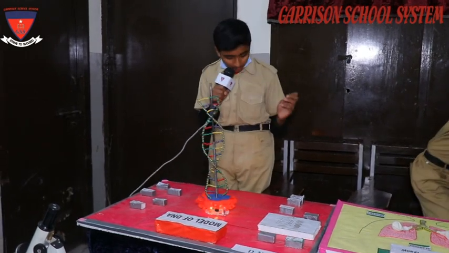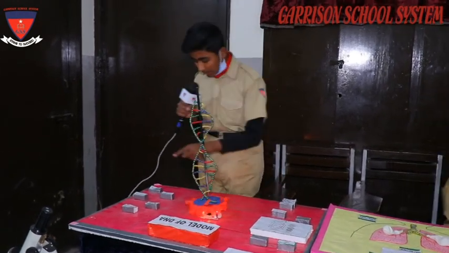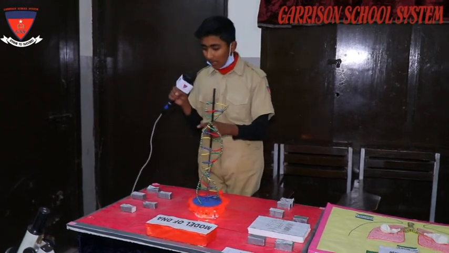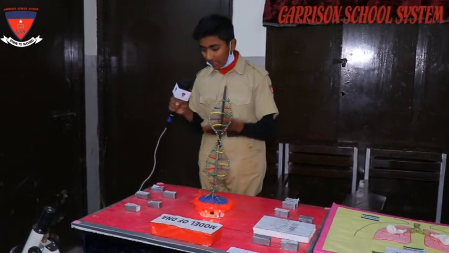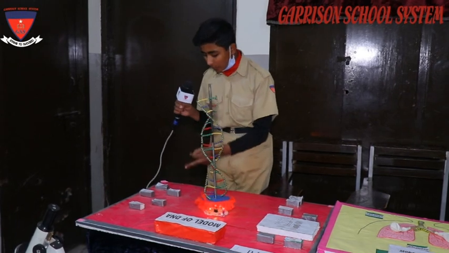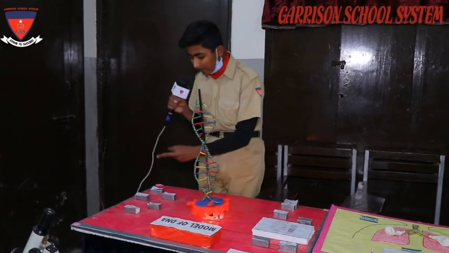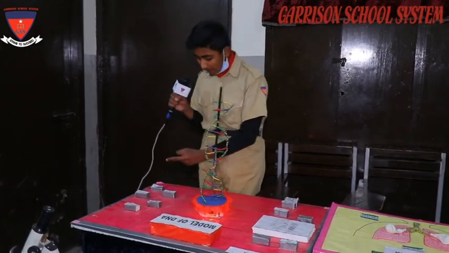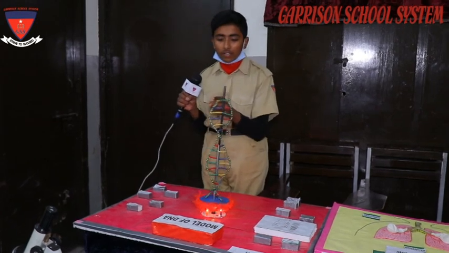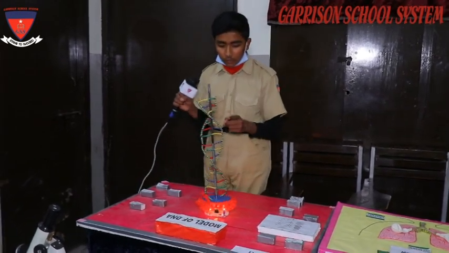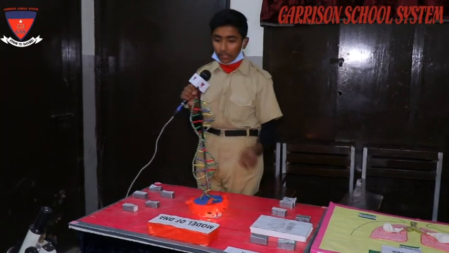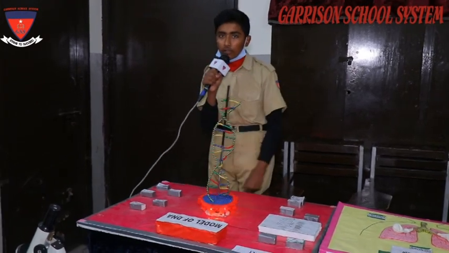DNA is the abbreviation of deoxyribonucleic acid: phosphate, sugar, and nitrogenous bases. These three make the structure of DNA. It contains four types of bases: guanine, cytosine, thymine, and adenine. Guanine and cytosine attach together, and thymine and adenine attach together. These two strands are called the double helix, and this strand is called the nucleotide strand. And hydrogen bonding works to attach these bases together.